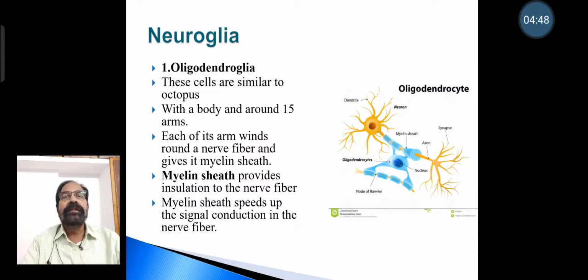Coming to neuroglia, first we will see oligodendroglia. You can see in the picture oligodendroglia. These cells are similar to octopus with a body and around 15 arms. Each of its arms winds round the nerve fiber and gives it myelin sheath. Myelin sheath provides insulation to the nerve fiber. Myelin sheath speeds up the signal conduction in the nerve fiber.